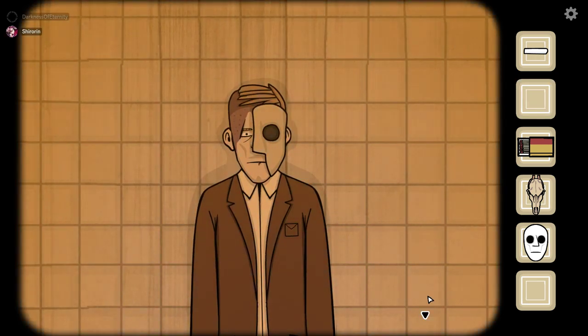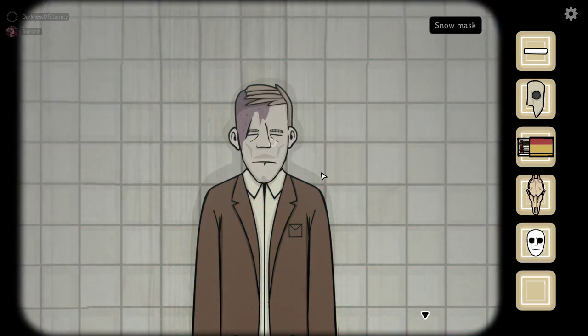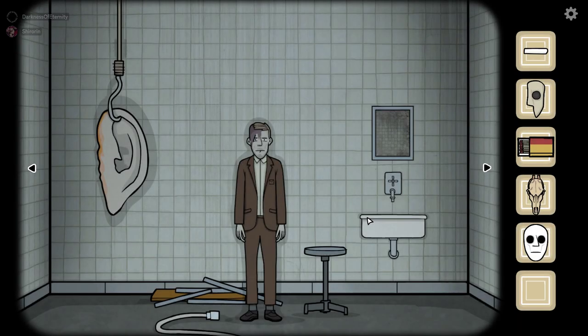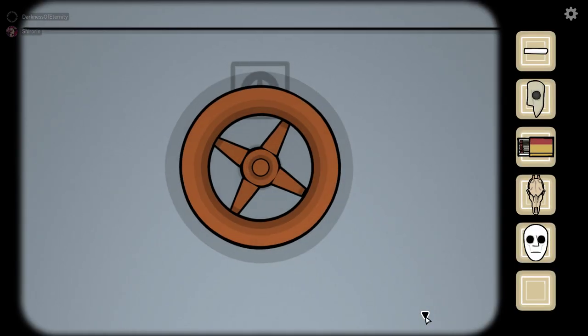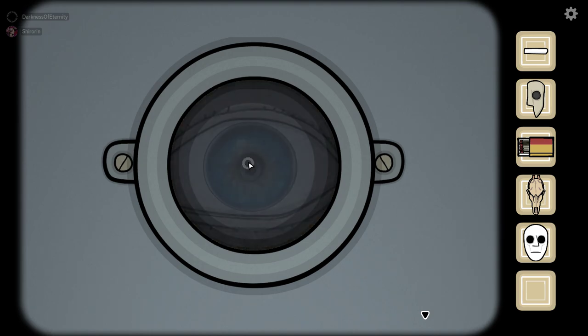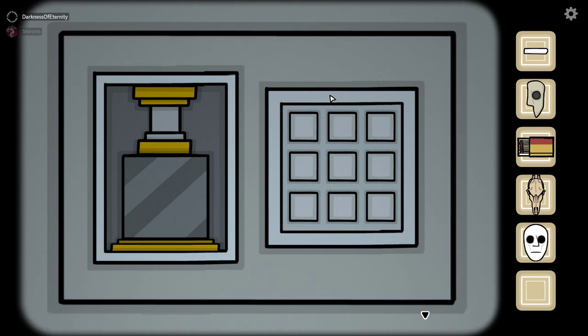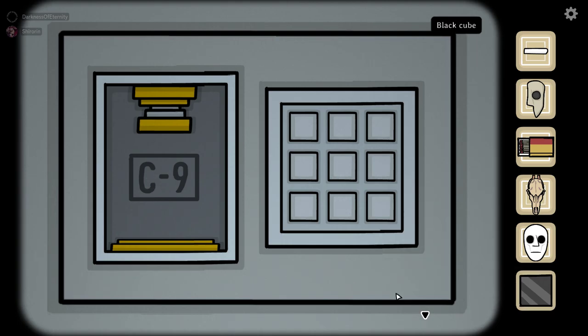The one eye mask is yellow. Right. Ooh, what's happening? Okay, the 3x3 switches. Okay. So first row, second. Alright. Third row, first and third. Ooh, I got the cube. Alright, now what?